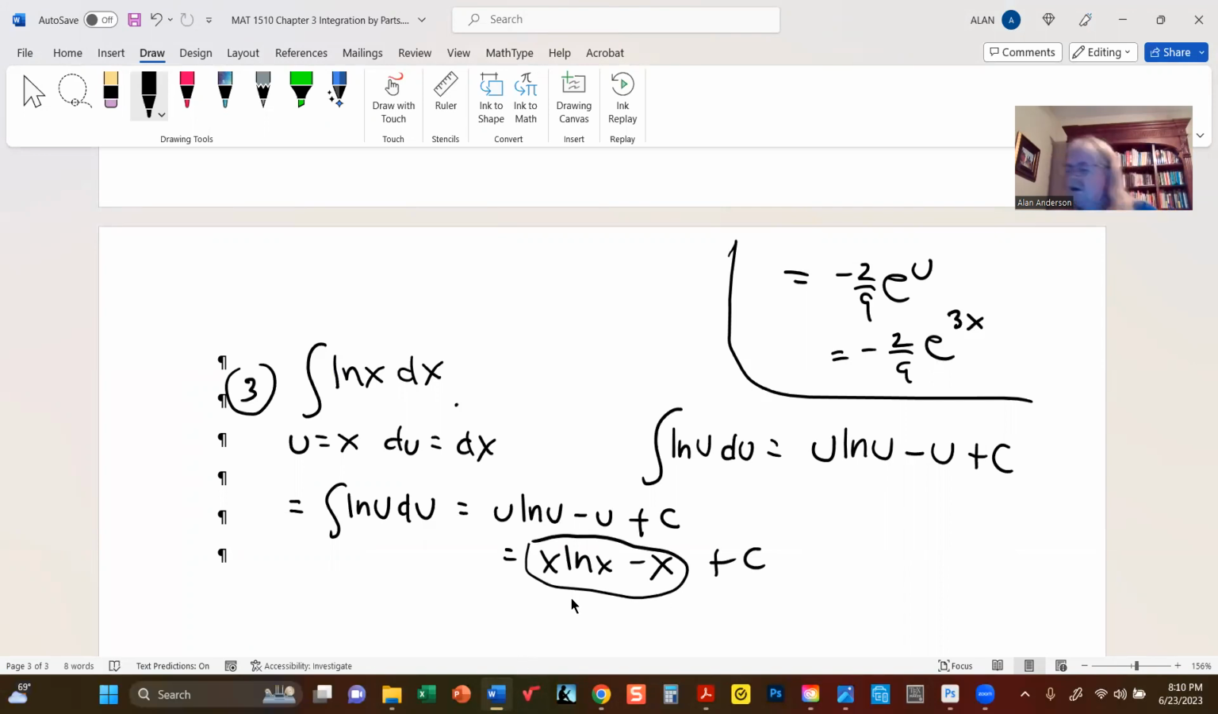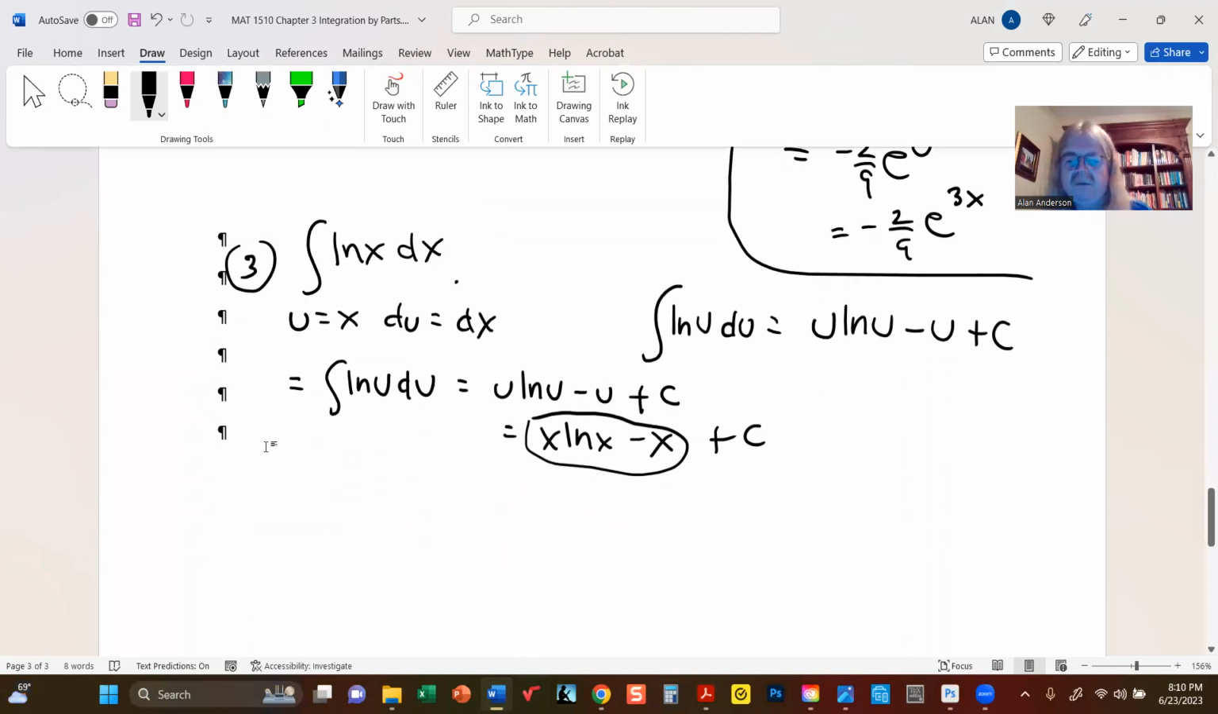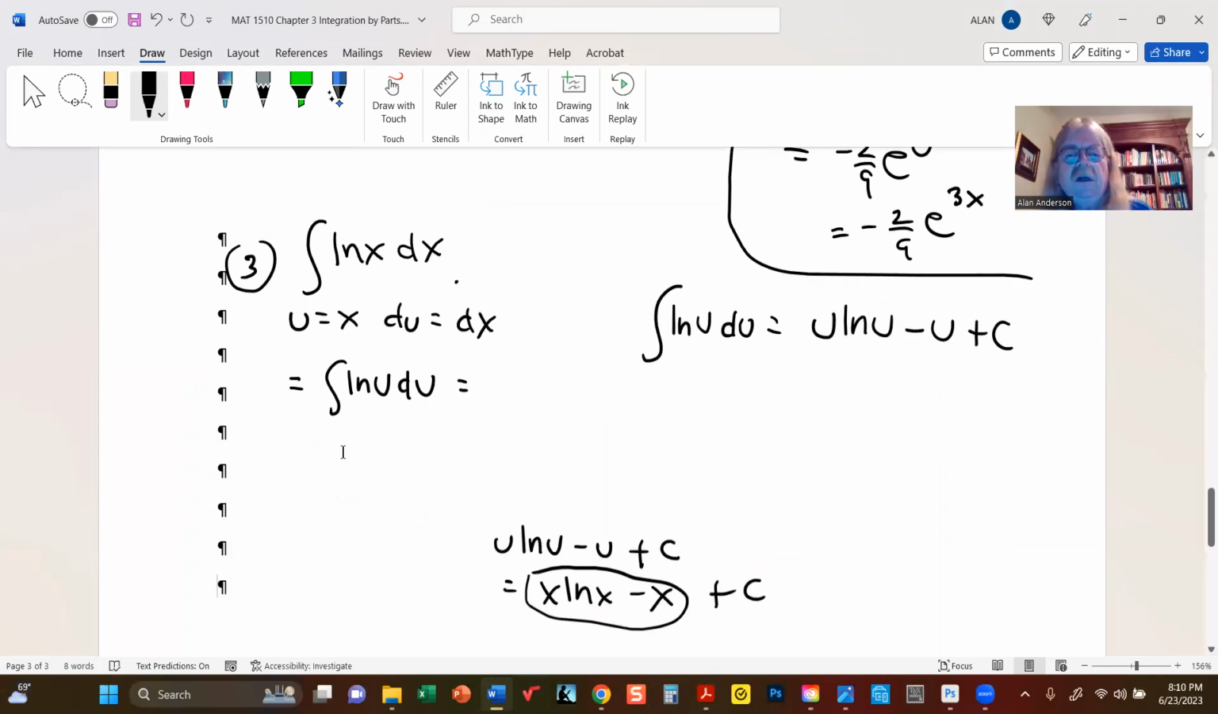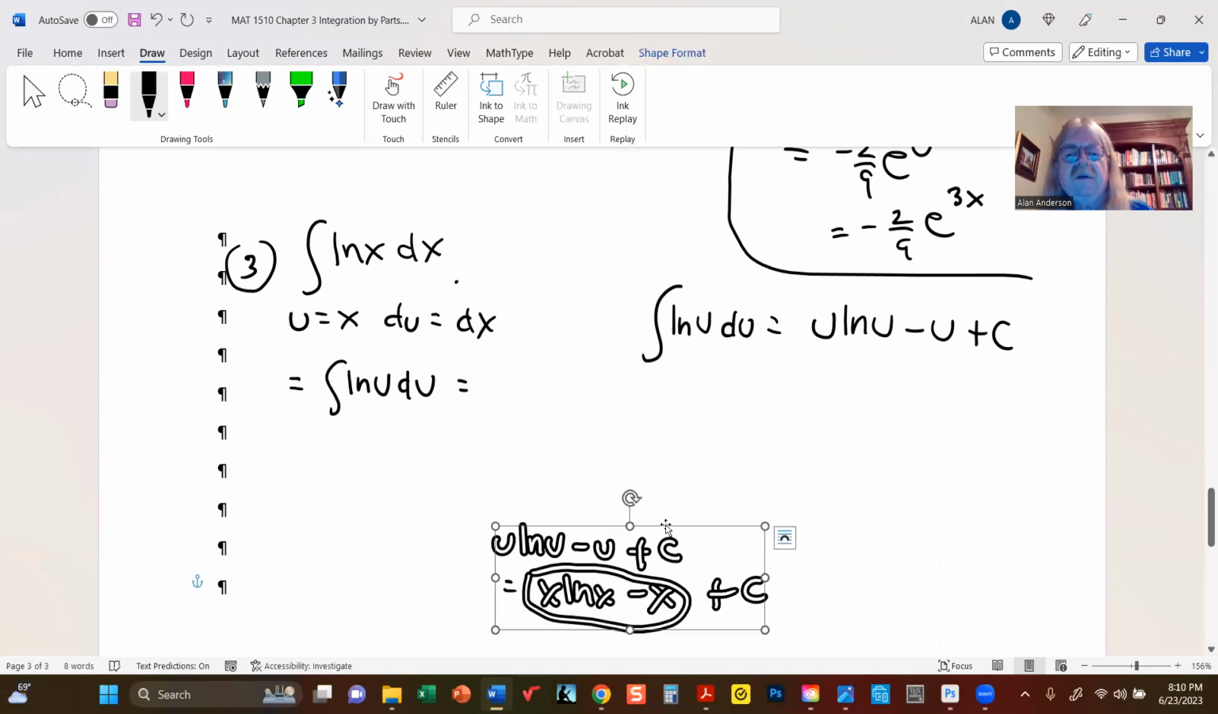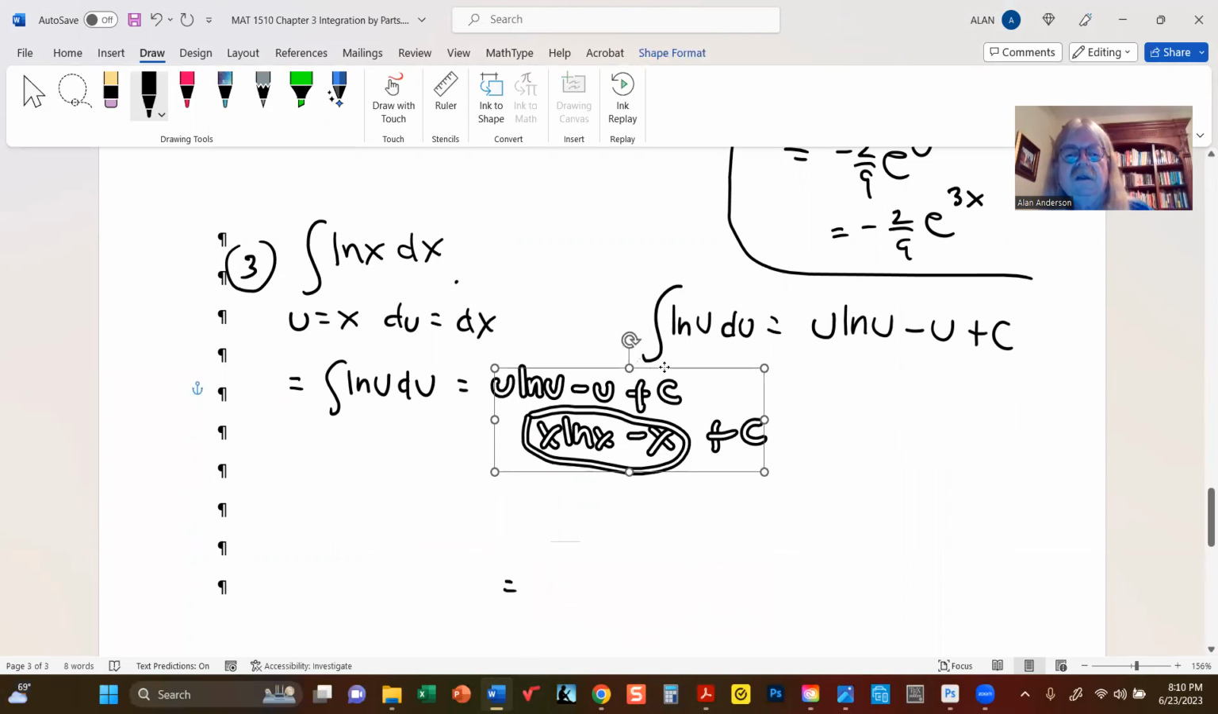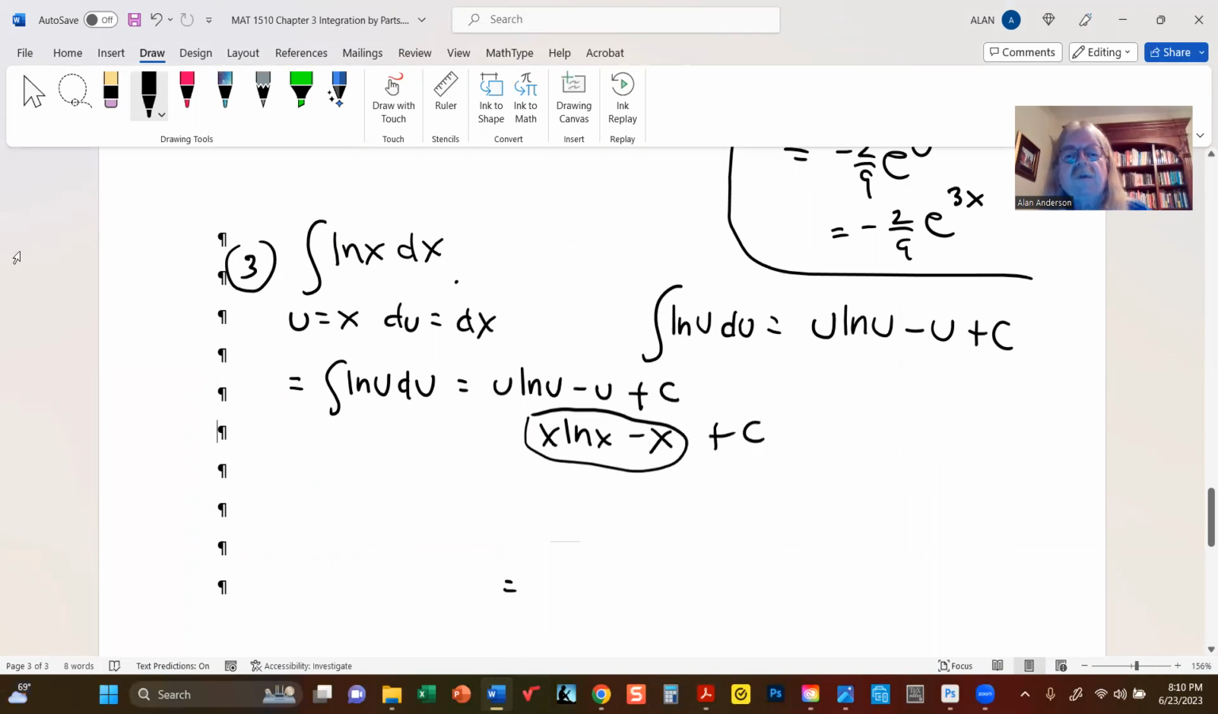Now, what other option do we have? Why don't we see if we can reproduce this result with integration by parts? Even though we have a formula, it would be good practice to confirm this and make sure we're doing this correctly. All right, so how would that work? Let's try.